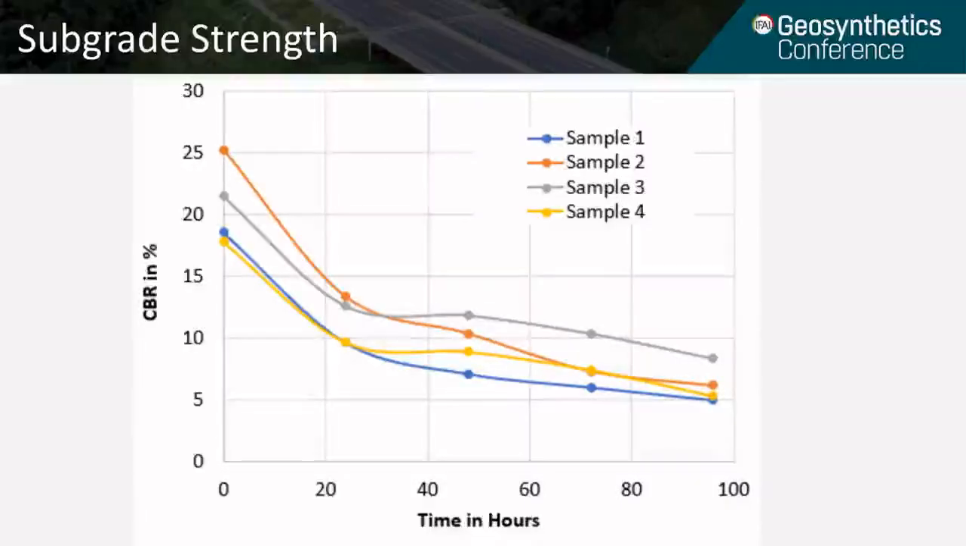The strength is shown to decrease rapidly during the first 24 hours of wetting, and it continues to decrease at a reduced rate following the initial wetting period.